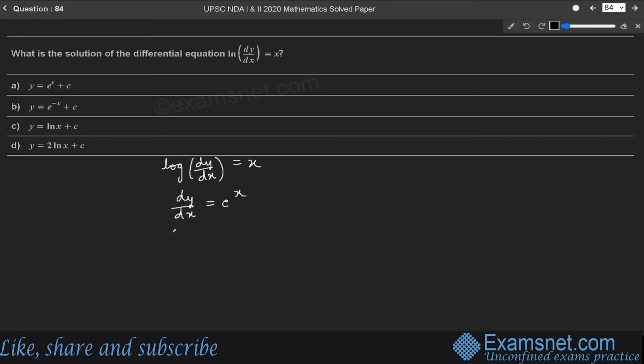Now integrating both the sides, it will be integration of dy is equal to integration of e to the power x dx. This is variable separable. So y will be equal to e to the power x plus c, where c is a constant. So the correct solution for this equation is option number A, which is y is equal to e to the power x plus c. See, this type of question is very simple. You just have to simply integrate both sides and you will get the correct solution for the equation.